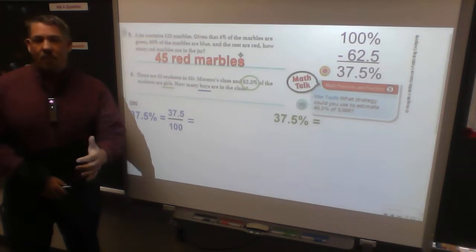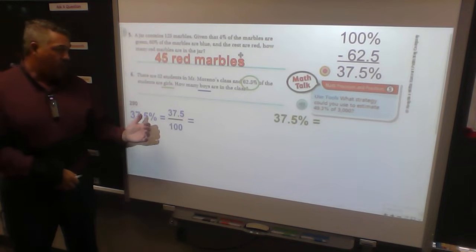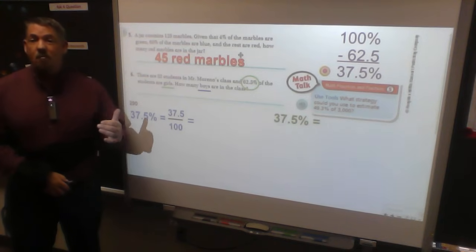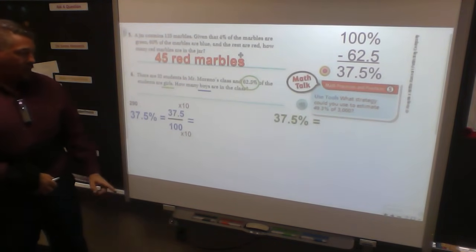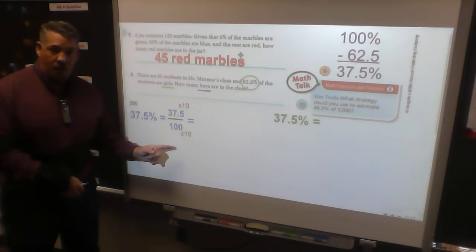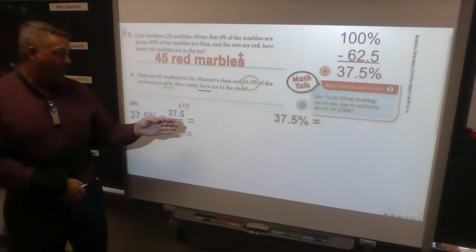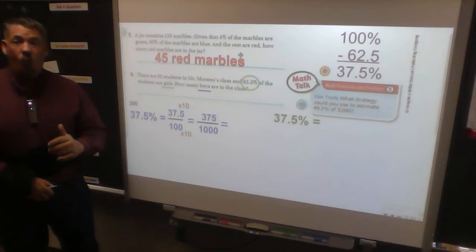But what does that mean mathematically? If I move my decimal one time to the right, it means I'm multiplying by 10. So if I multiply my numerator by 10, I have to multiply my denominator by 10, and therefore I have to have 375 over 1,000.